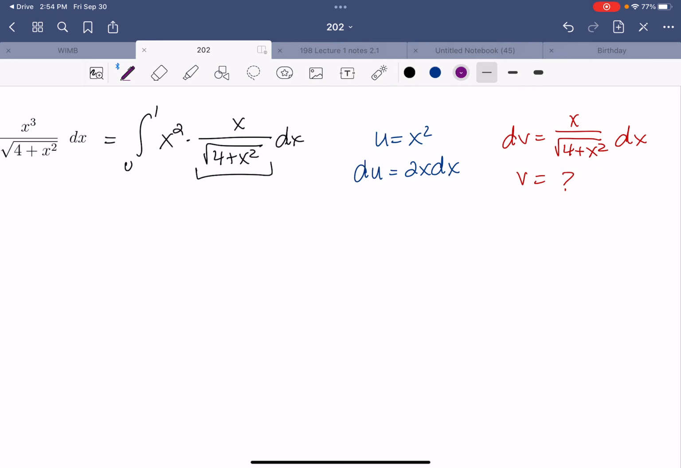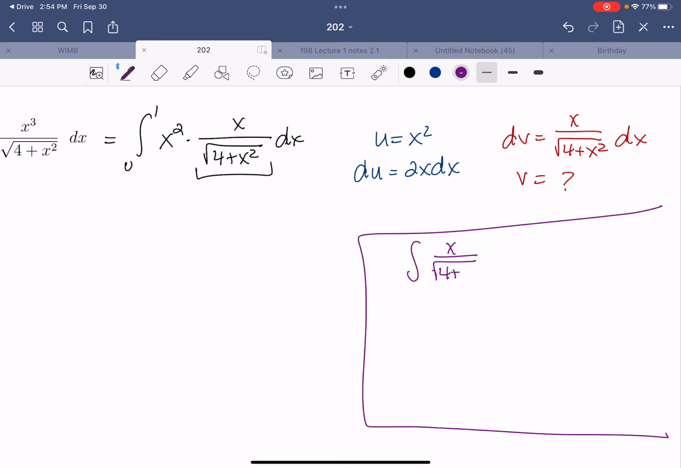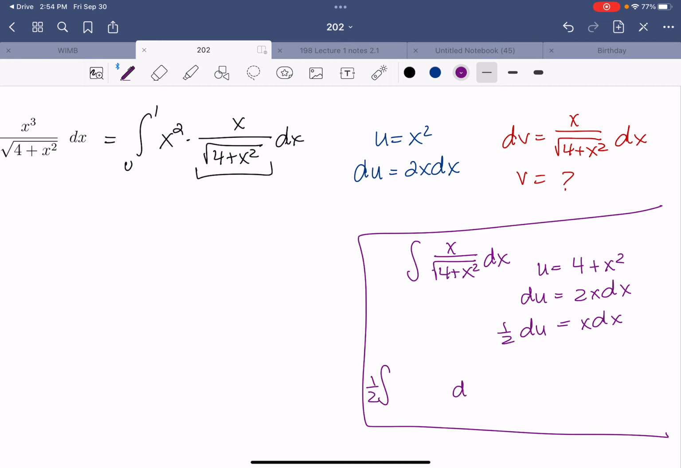So I'm going to go here, kind of as a side note, to find the integral of x over square root of 4 plus x squared dx. I'm going to let my u equal what's underneath the square root, so the 4 plus x squared. In that case, du is 2x dx, and x dx is 1/2 du. That means we're working with the integral of 1/2 du and 1 over u to the 1/2, right? 1 over square root of u. That's going to become 1/2 times 2u to the 1/2. The 1/2 and the 2 cancel, and we get the square root of u, which is the square root of 4 plus x squared.